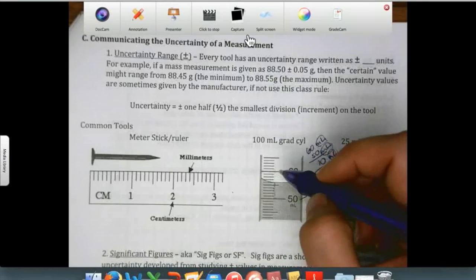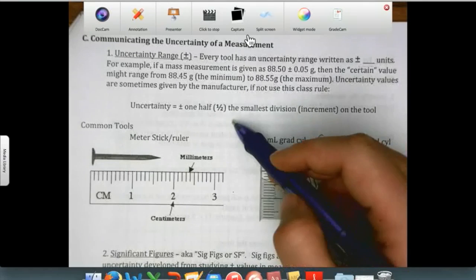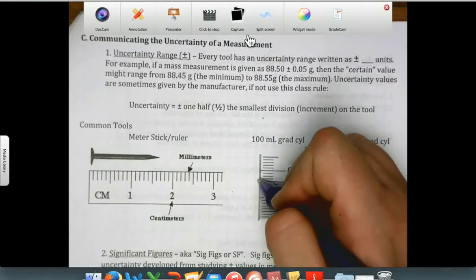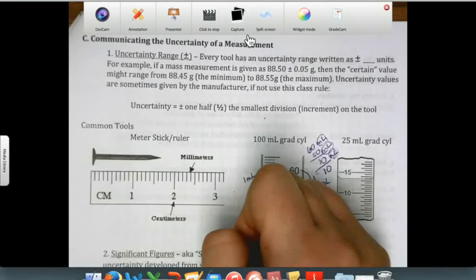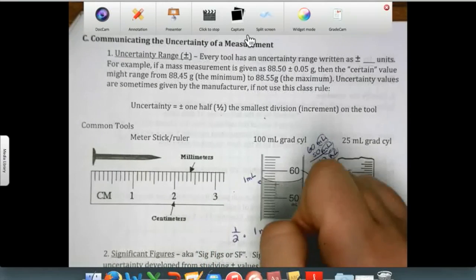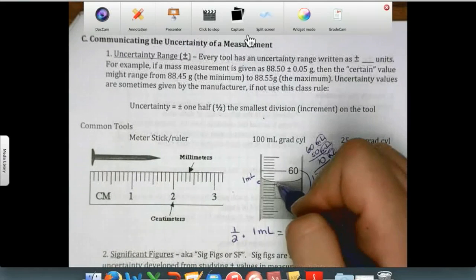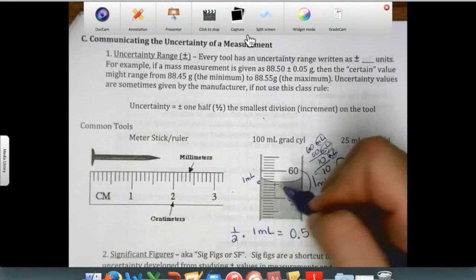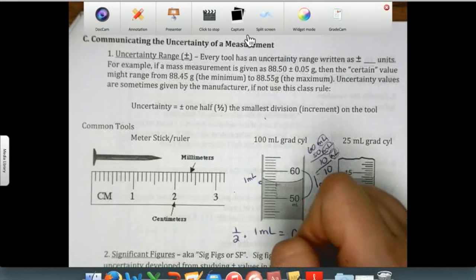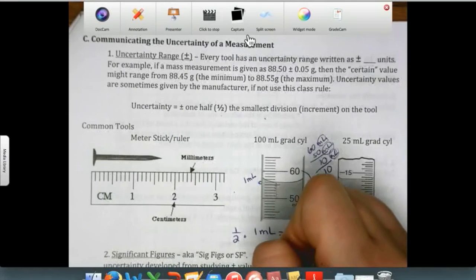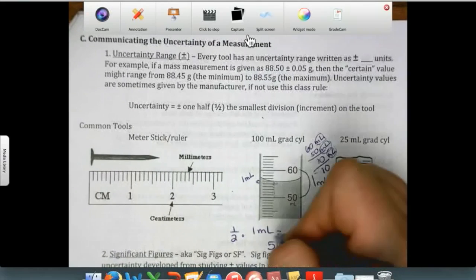and then if we take a really close look, so now we are using plus or minus 1/2 of the smallest division. This smallest division here is 1 milliliter, so 1/2 times 1 milliliter is equal to 0.5 milliliters. So now we can take a look at this. Our greatest uncertainty is roughly giving us this 56.0 milliliters. And that's how we can determine the uncertainty of this graduated cylinder.